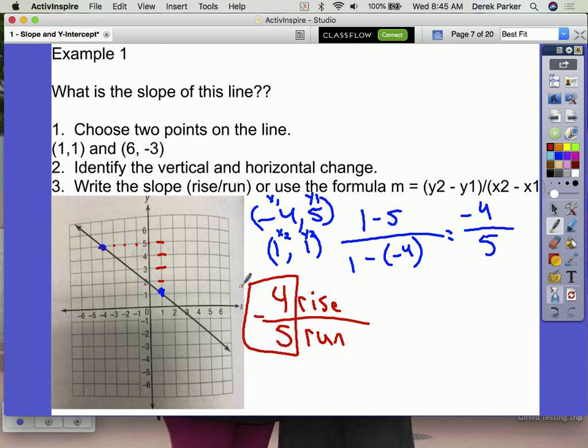As you can tell, you can use any method you'd like. You can use the formula, or you can use rise over run. And in this standard, I want you to do both.